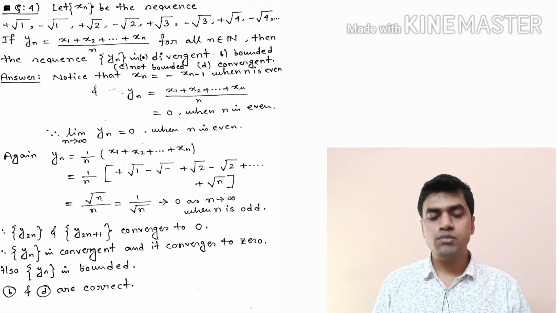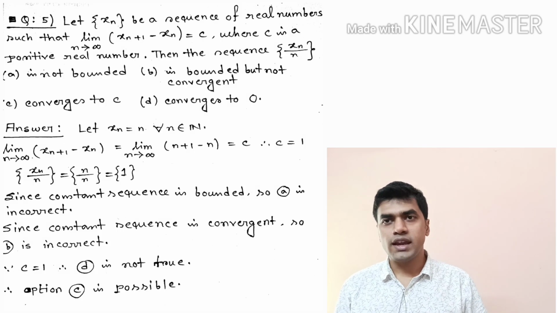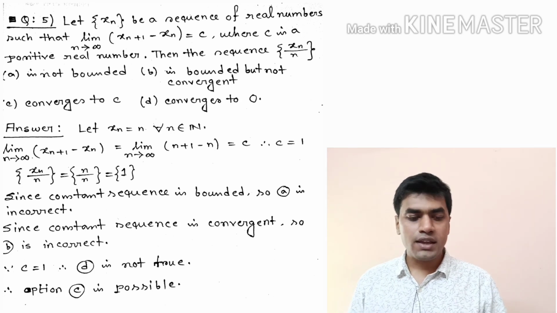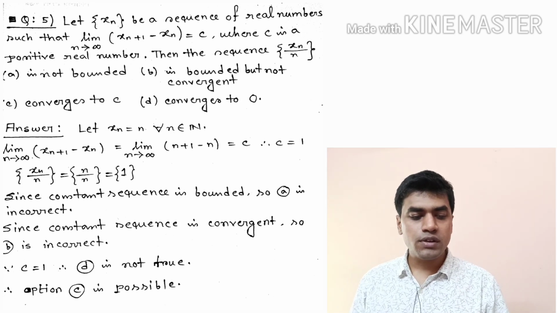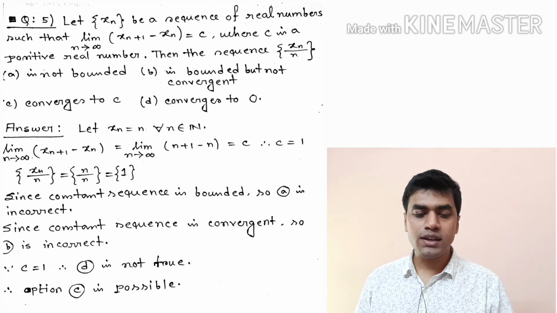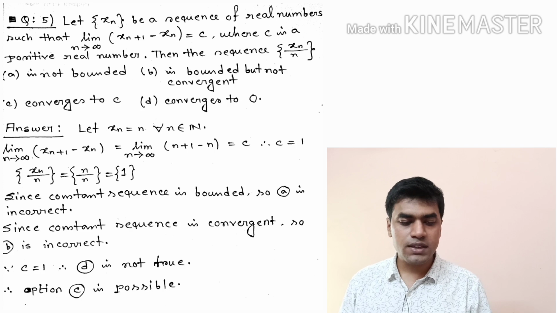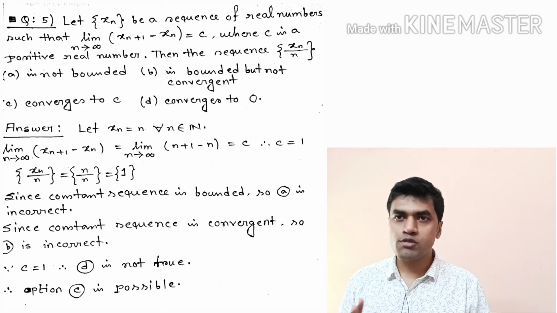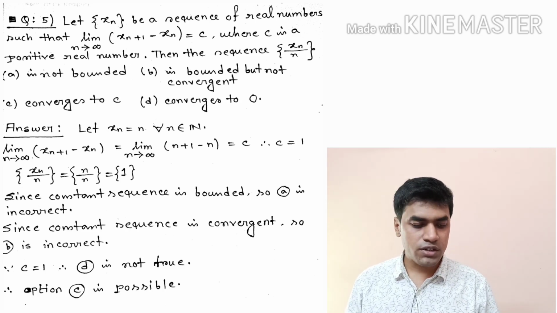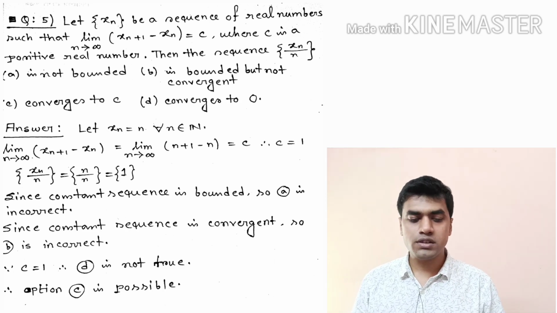Now I'll come to the fifth slide, that is question number 5. Let xn be a sequence of real numbers such that the limit as n tends to infinity of xn plus 1 minus xn equals c, where c is a positive real number. Then the sequence xn by n, there are 4 options: is not bounded, is bounded but not convergent, converges to c, and converges to 0.